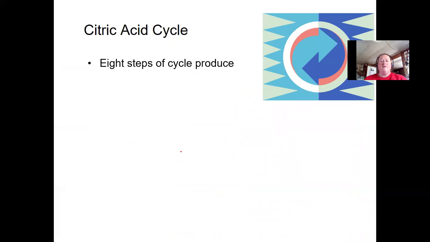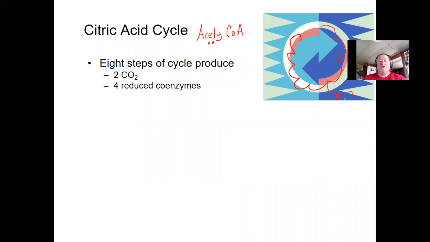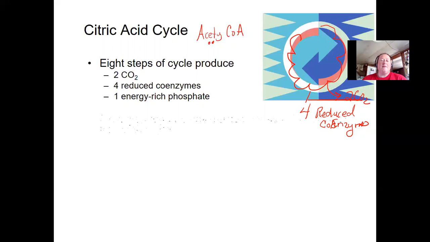So the citric acid cycle starts again, remember, with that acetyl coenzyme A, which is a two carbon unit. And it goes through a series of 8 steps. 1, 2, 3, 4, 5, 6, 7, 8. In that, it produces 2 carbon dioxides. It produces 4 reduced coenzymes. So remember, those reduced coenzymes are the magical thing that gives us the electrons later to allow the ATP to be formed. It gives 4 reduced coenzymes, and it gives 1 energy-rich phosphate group, which will ultimately turn to ATP. So it provides a little bit of energy.